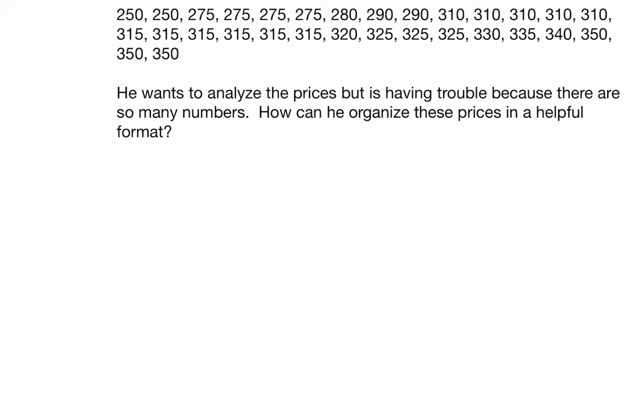Okay, so one way to do this is as follows. We can put together a chart. We're going to say the price, and then the next one would be number, or we can call this frequency. And then we can go ahead and start listing it. So for the price of 250, we have 2 occurrences. And then for 275, we have 4 occurrences. And then 280, we have 1 occurrence.